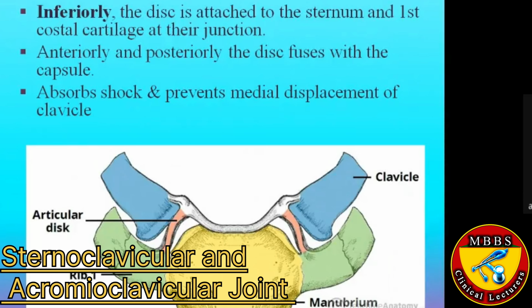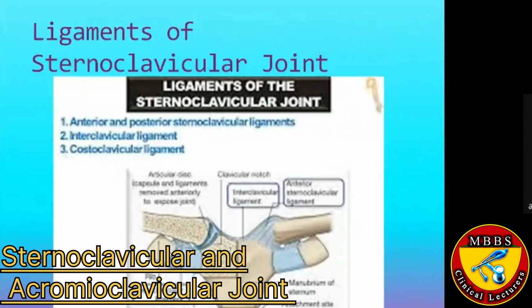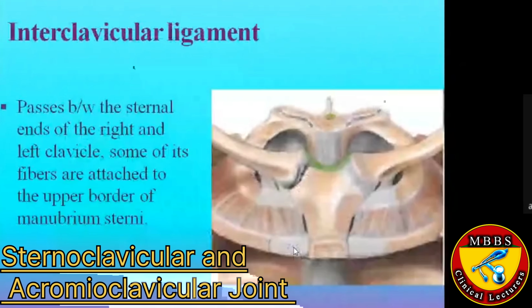displacement of the clavicle. Now, when we talk about the ligaments of the sternoclavicular joint, we have seen that it has the anterior and the posterior sternoclavicular ligament. Then there is a ligament which is called the interclavicular ligament, and there is another ligament in between the costal cartilage and the clavicle, which we call the costoclavicular ligament. So these are the three main ligaments of the sternoclavicular joint.